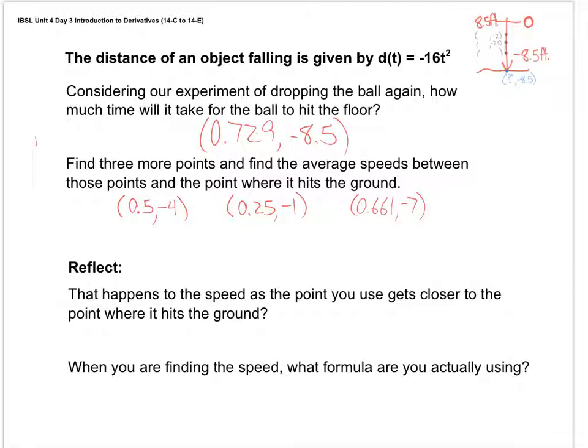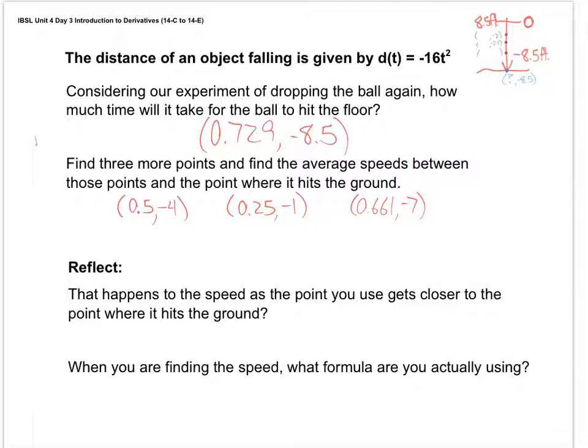Okay? So, question here, just based off of what you know, what should be the fastest of all these speeds? If we take the average, we found the average speed between this point and the point where it hits the ground. The closer it gets to the ground, the faster it's going to be going, right? That makes sense, because gravity is pushing it faster and faster.